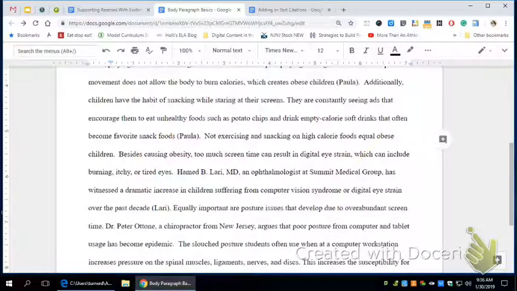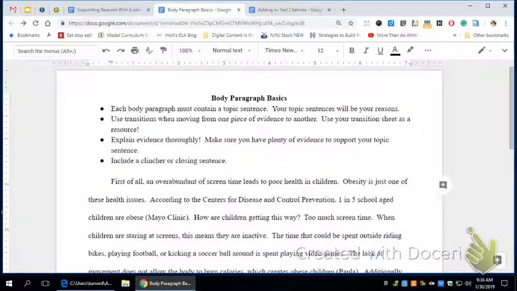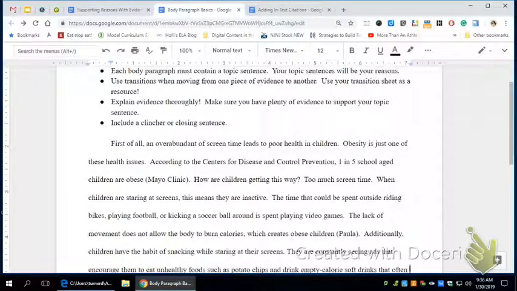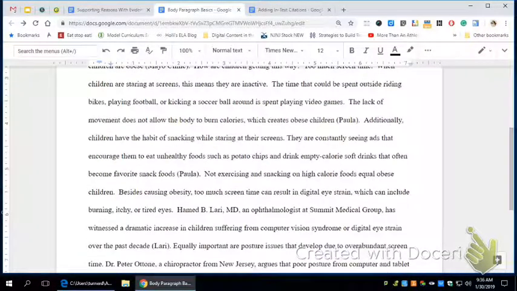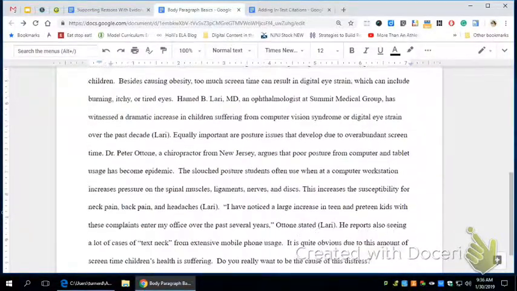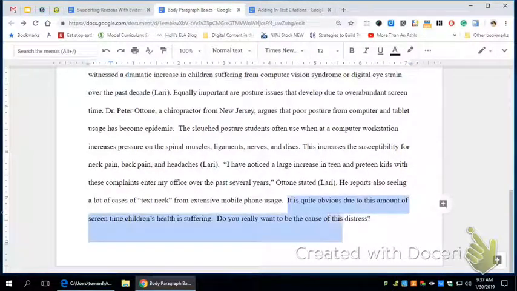So the next thing is, you have to make sure you have a variety of types of evidence: statistics, examples, anecdotes, quotes from professionals. Then the other thing is you have to make sure that each body paragraph has a clincher, or what you call a closing sentence. So if you look right here at the very end, it says, it is quite obvious due to this amount of screen time, children's health is suffering. Do you really want to be the cause of this distress? So a clincher lets the reader know, like, hey, I'm done talking about this reason. Now I'm going to go on to my next reason.